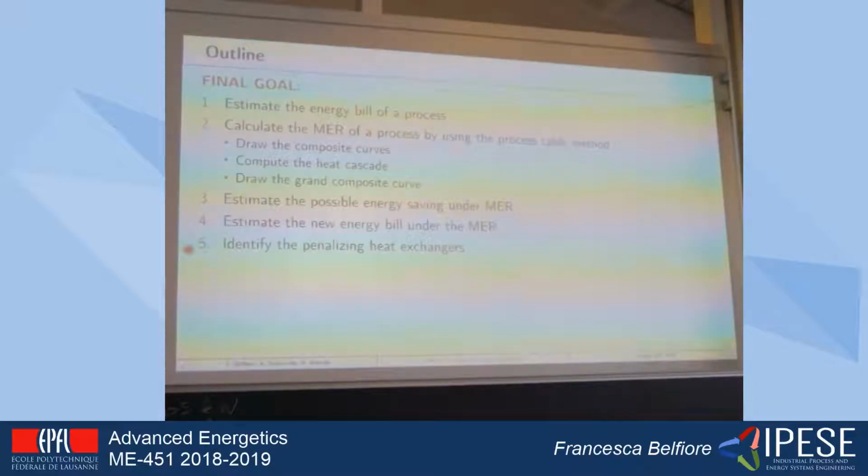The main goal of the exercise is first to apply what you have learned in the last weeks, so to, at the beginning, estimate the current energy bill of the industrial process. Then you will apply the problem table method to estimate the minimum energy requirement. In this case, you will be able to draw the composite curves of the process, compute the heat cascade, and draw the grand composite curves that you have just seen during the lecture. Finally, you can estimate the energy saving under the minimum energy requirement, estimate the new energy bill of the process, and finally identify the penalized heat exchangers that you have in the process.